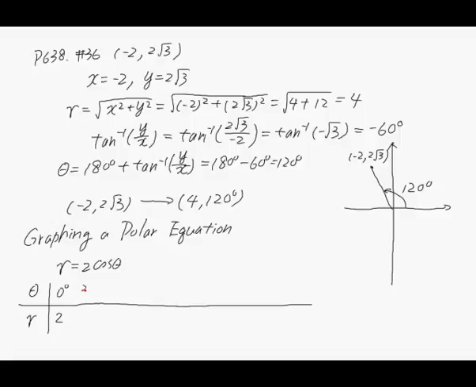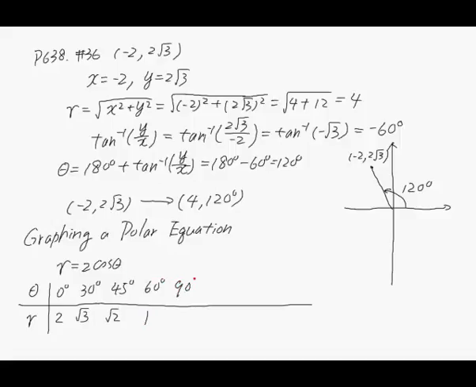And you let theta equal 30 degrees. So cosine 30 degrees is equal to root 3 over 2. And 2 times root 3 over 2, you get root 3. And 45 degrees, then you have root 2 over 2 times 2, you get root 2. Then 60 degrees, cosine is 1 half. 1 half times 2, you get 1.